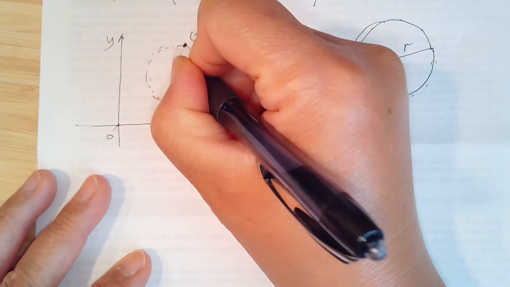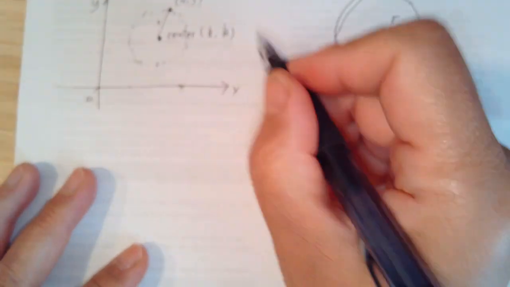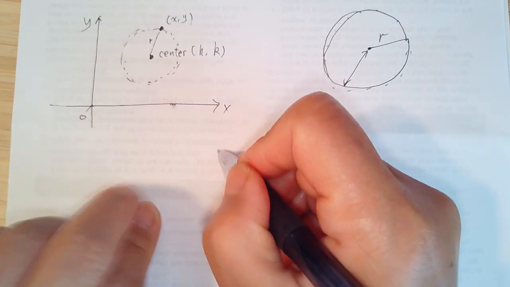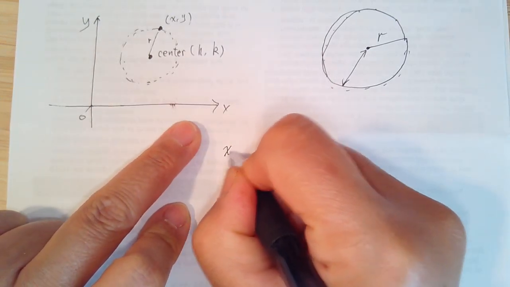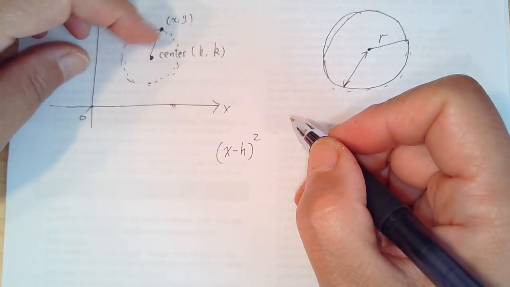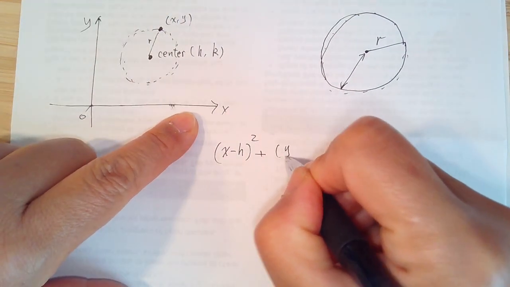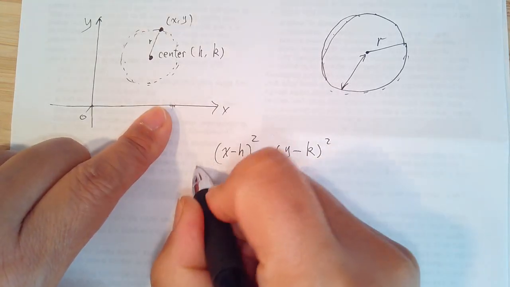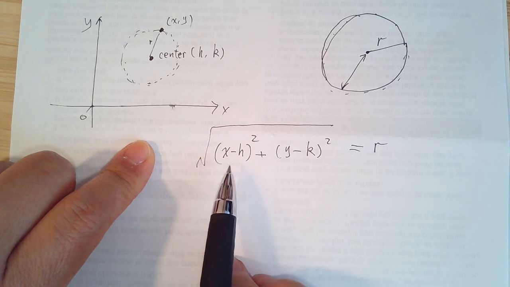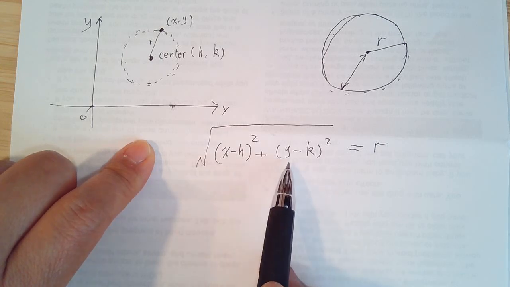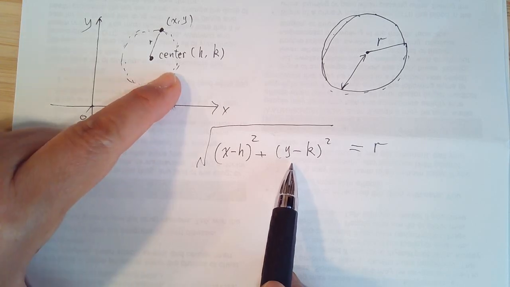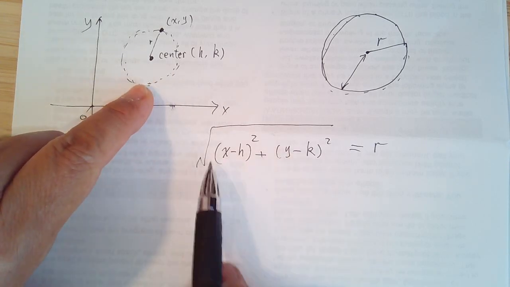And this is r. The radius is r. The distance between every single point (x, y) to the center would be (x minus h) squared plus (y minus k) squared, right? The distance is r. So that gives you the general equation for every single point on the circle. Every single point on the circle (x, y) must satisfy this.